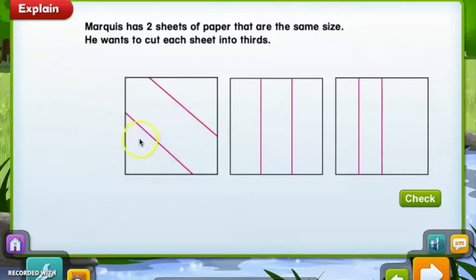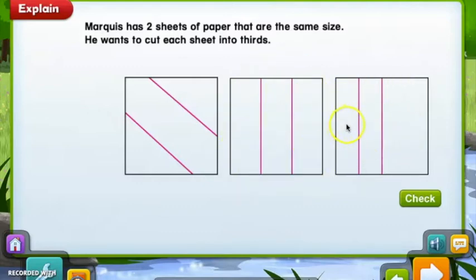So that one right there we know is not the right way to cut it into thirds because it's not equal pieces, right? This one over here does look like equal pieces. It is cut into 1, 2, 3 pieces, and they all seem to be the same size. They all seem to be the same shape. So this one is a possibility. Let's just check the other one.